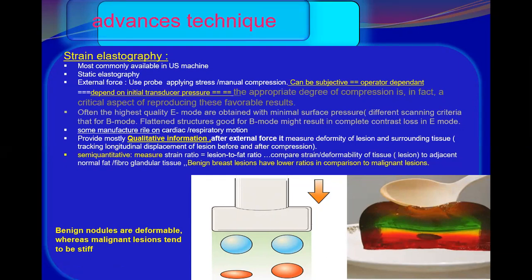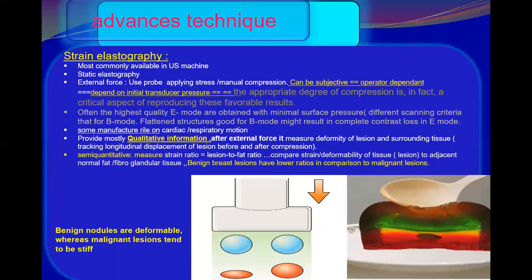Because you might give more pressure, or less pressure, and it should be an appropriate degree of compression. Otherwise, it will not give a favorable result. Some mention that it has to be minimal surface pressure. Others say if it is also very minimal, it might not give an optimum result. So it has to be optimized. And this is subjective, see?